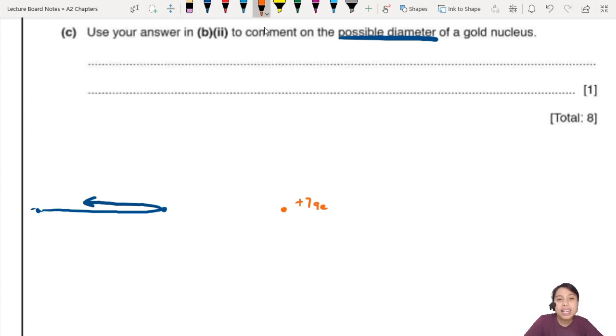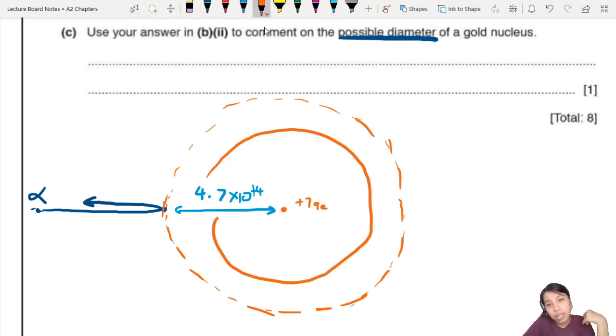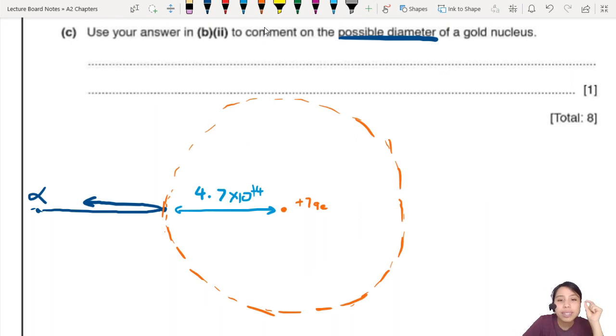So you could say the limit, the no-go zone of this particle is this big area. It cannot go any closer than that, because it doesn't have enough kinetic energy to go closer. So the distance here, we have already measured to be 4.7 times 10 negative 14. That is this distance right here. So you could say, okay, the gold nucleus could be anywhere smaller than that. Maybe it is this circle, or maybe it's even smaller. Maybe it's a dotted line itself. We don't know. It could be smaller, as long as the nucleus is smaller than or equal to this dotted line.